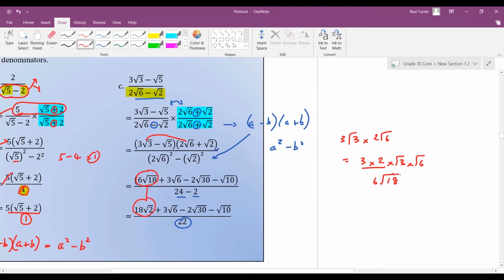So how do we do that? So 6 root 18 is root 9 times root 2. 2 9s are 18. And root 9 is 3. So 6 times 3 root 2, 18 root 2, which is here. So you should try to simplify all the way. Root 10 can't be, and root 30 can't be simplified anymore as well.